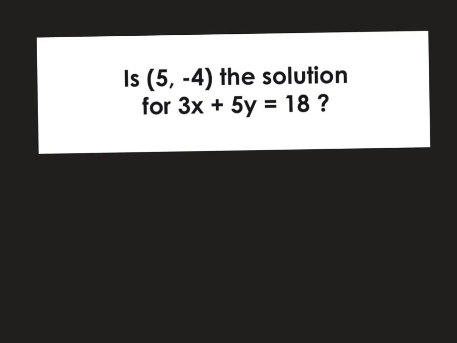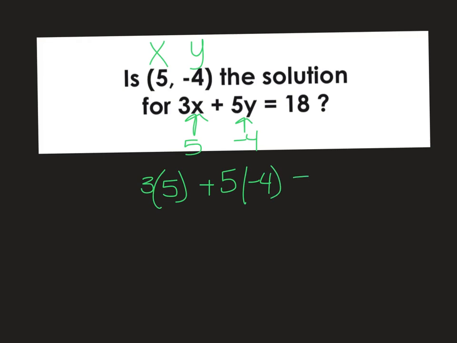Okay? Let's move on to the next one. Here we have (5, -4). Is that the solution for 3x plus 5y equals 18? So going back to that idea that we have an x and a y, this is where we substitute the 5, and this is where we substitute the -4. So we would have 3 times 5 plus 5 times -4 equals 18.